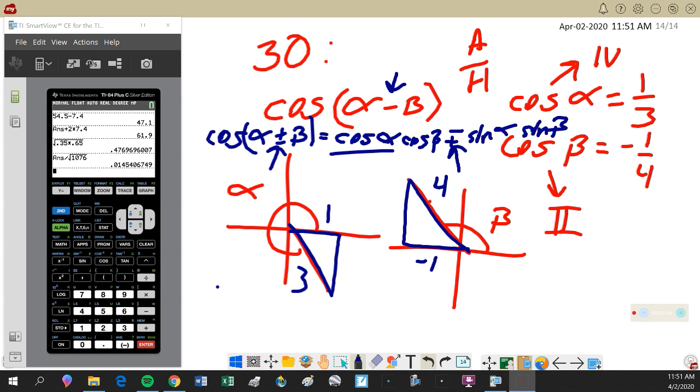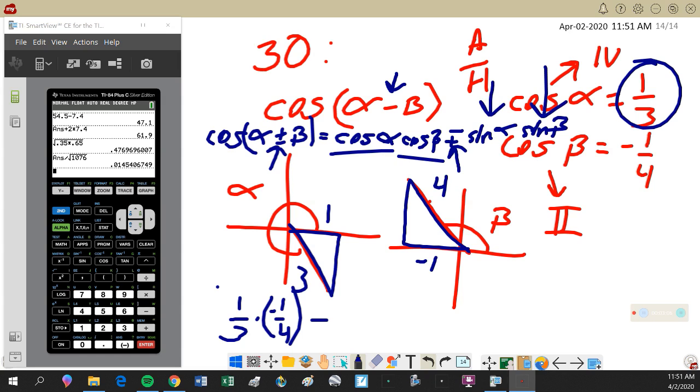We know what the cosine of alpha is. It's 1/3. That was given to us in the original problem. So 1/3 times the cosine of beta, which we know to be -1/4. Now we subtract sine alpha and sine beta.